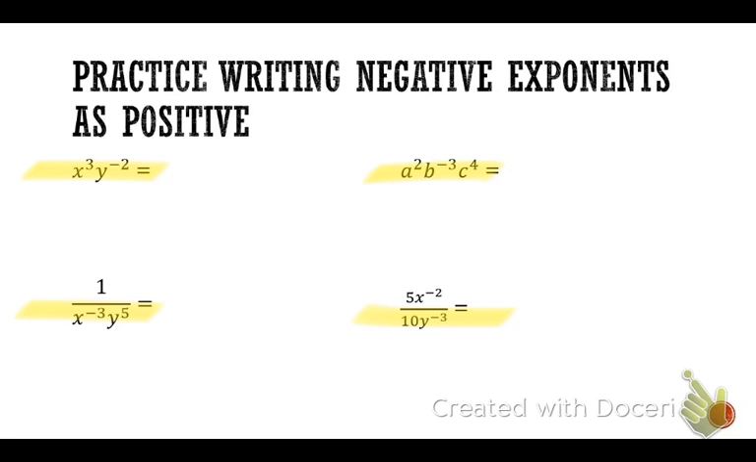Now in each one of these, would you agree that not every term has a negative exponent? Let's look at the first one. x to the third, y to the negative second. Well, x does not have a negative exponent. Do you agree? Yes. So if I have to write the expression using only positive exponents, the only terms I need to move to the opposite side of the fraction are the ones that have the negative exponent. The other ones can stay where they are.